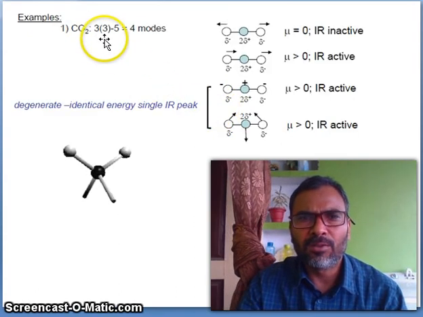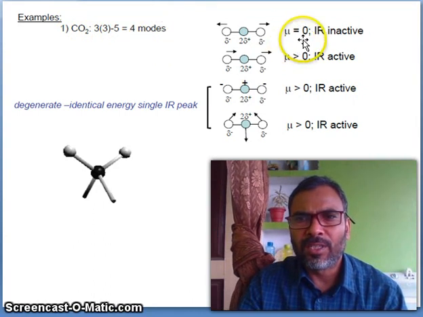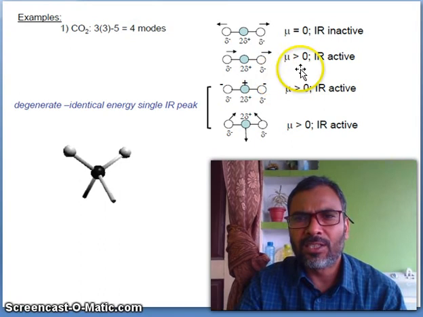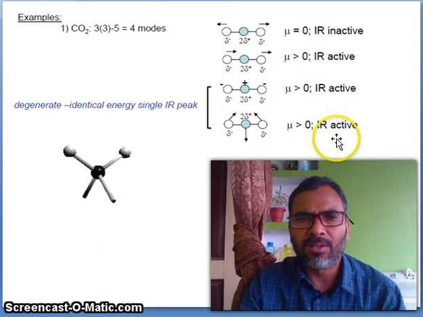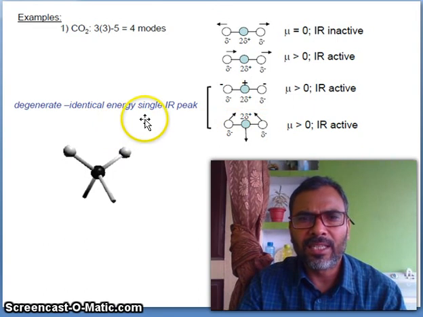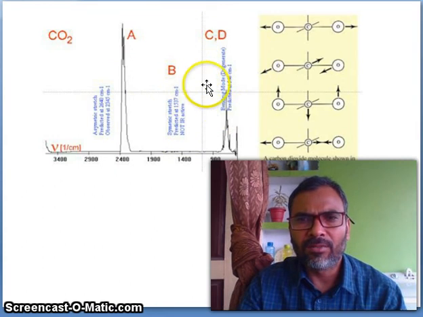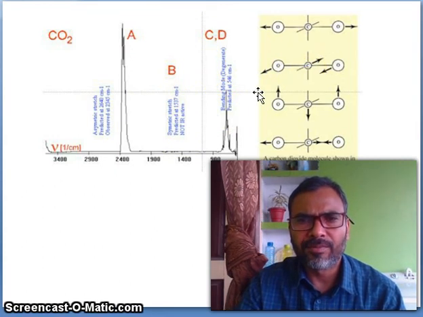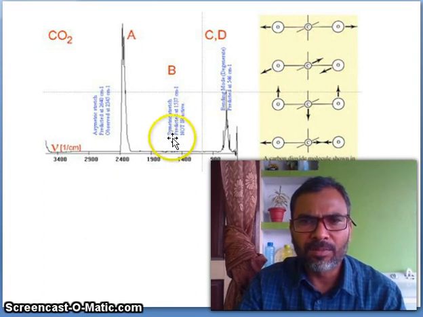Look at CO2, 3 into 3 minus 5, 4 modes. Mu is equal to 0, so IR inactive. Mu greater than 0, IR active. Mu greater than 0, IR active. Mu greater than 0, IR active. Identical energy generates a single IR peak. Now you see 1, 2, 3 and 4 peaks. Look at here. So this peak, you see there is no peak, this one.